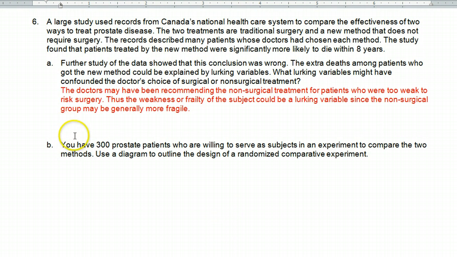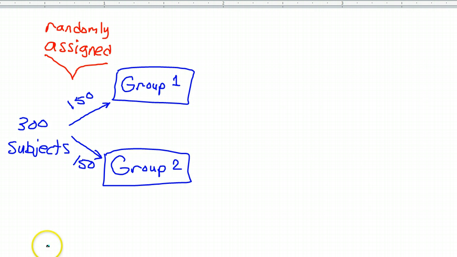Okay, on the other hand, you have 300 prostate patients who are willing to serve as subjects in an experiment to compare the two methods. Use a diagram to outline the design of a randomized comparative experiment. Well, for starters, you take your 300 subjects and you randomly assign them to two groups. So we have 150 put in group 1, 150 put in group 2, 100% randomly.